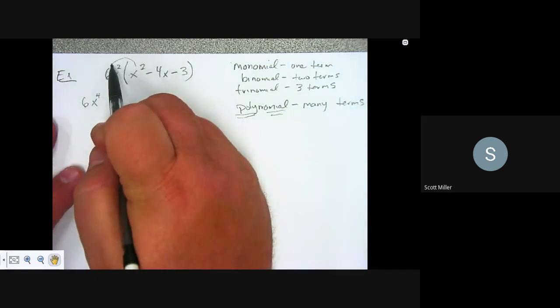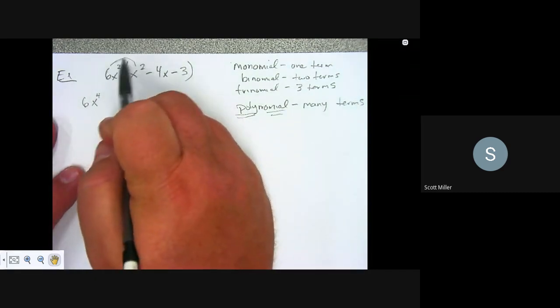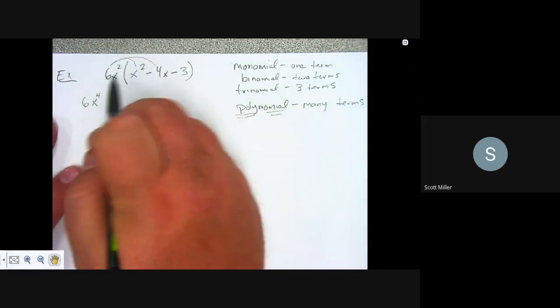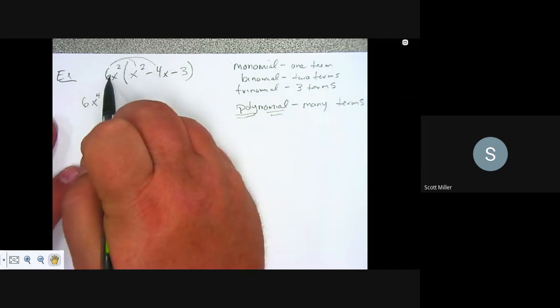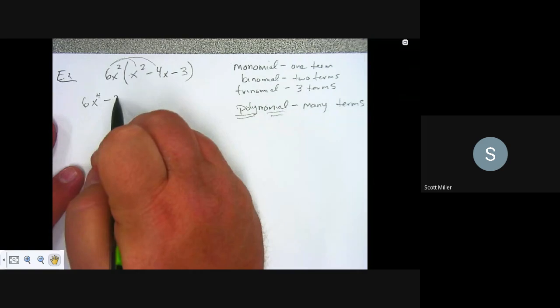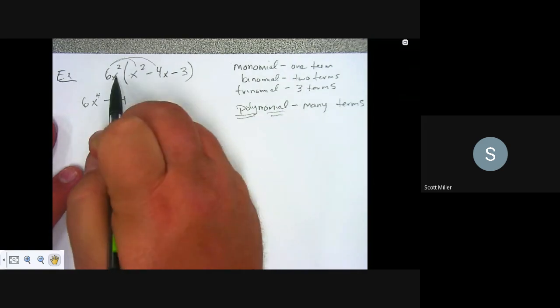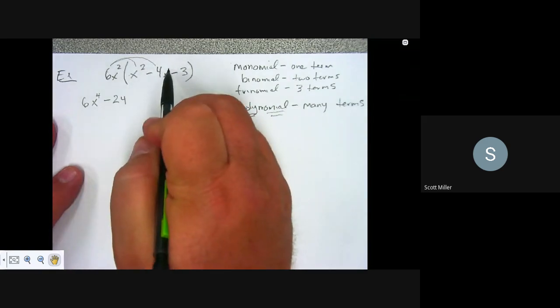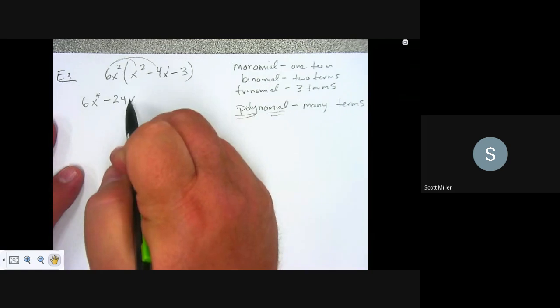Do the next one. Then I draw the little line so I don't forget where I'm at. So I got this times that, number to number. So 6 times a negative 4. 6 times a negative 4 is negative 24. X to the second times x to the 1. Add the exponents, you get x to the 3.